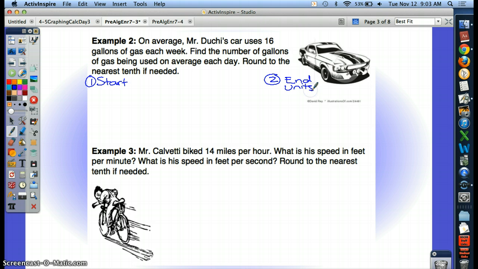So read the problem again. What are we starting with? Well, Mr. Duce's car uses 16 gallons of gas each week.